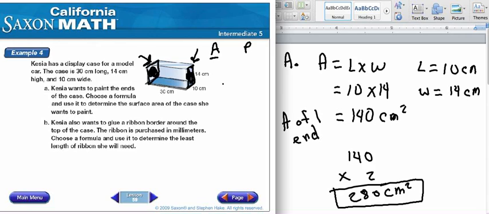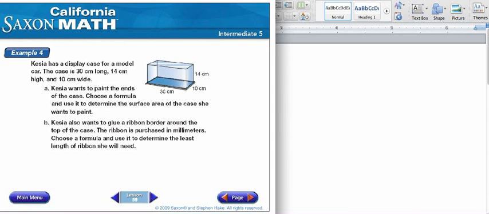All right, last example, part B. Keisha also wants to glue a ribbon border around the top of the case. Okay, she wants to glue a pretty ribbon all the way around this way. The ribbon is purchased in millimeters. Choose a formula and use it to determine the least length of ribbon she will need. So first we need to decide if we're going to find area or perimeter. Since she's going to glue it around the top and not cover the entire sides, we're looking for perimeter.